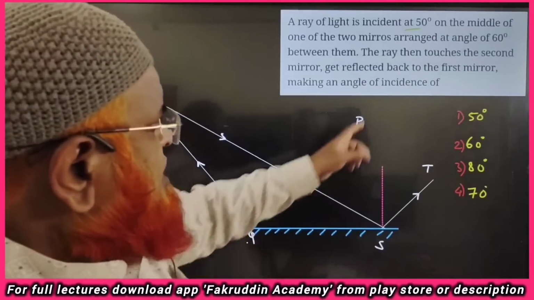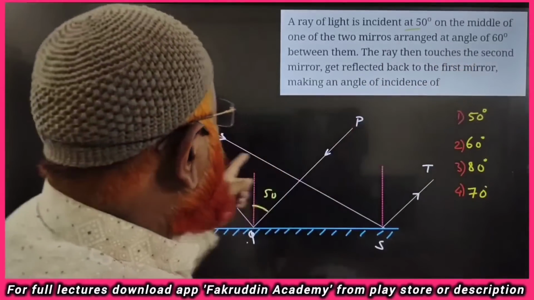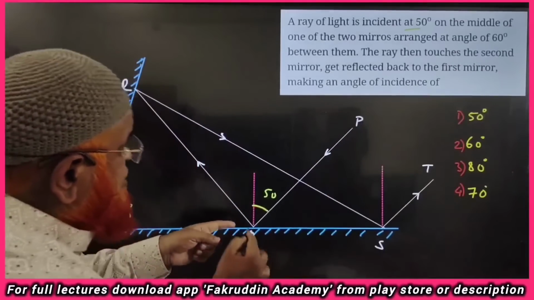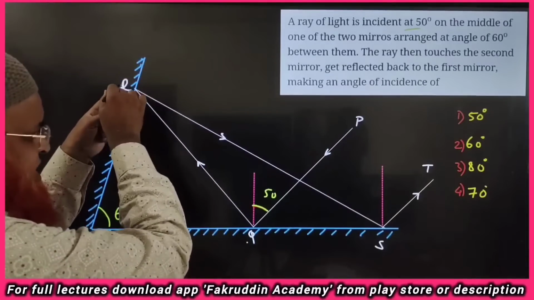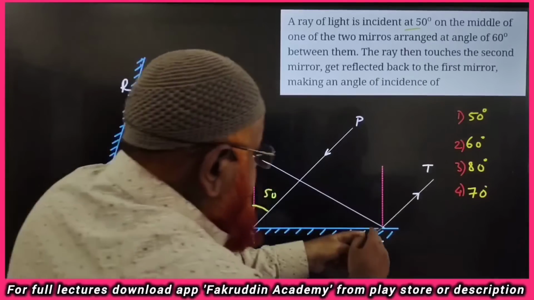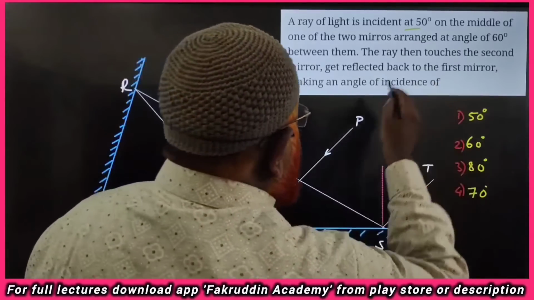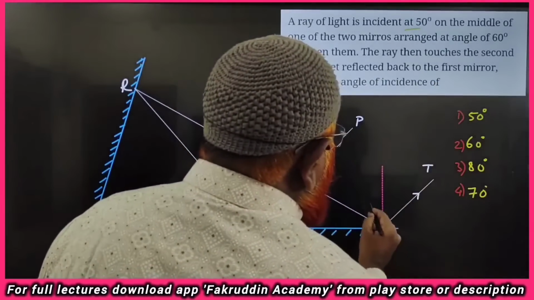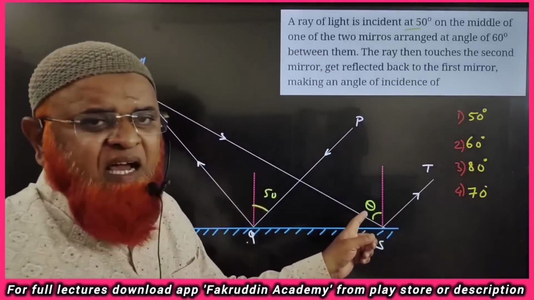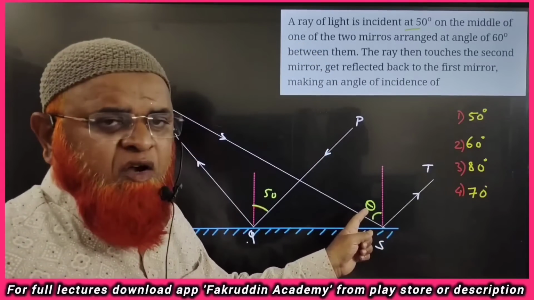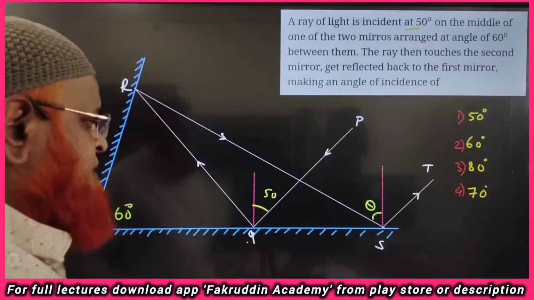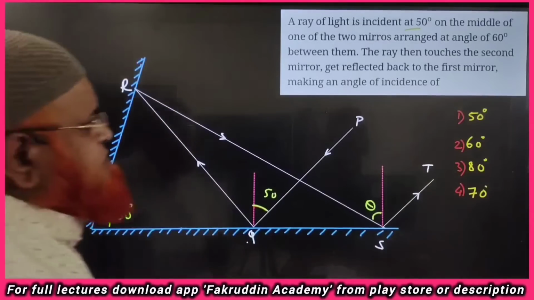Okay, so now a ray touches the second mirror. This light ray P, Q, R touches the second mirror, again comes to the first mirror and reflects back. He is asking us to find out the angle of incidence at the first mirror here. This angle theta you have to find out. How are you going to find out this angle theta here? So for that, what you are going to do here now?